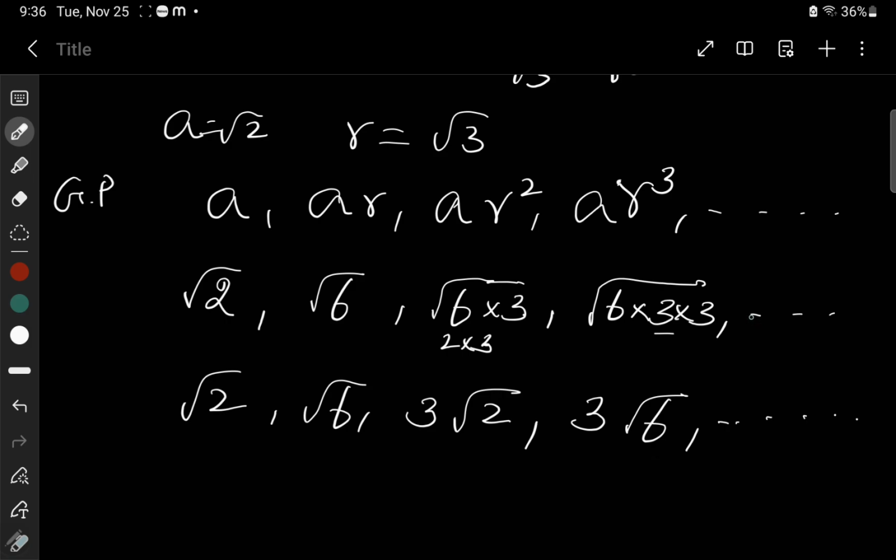We can write one more term also, 6 into 3, one more 3. But this 6 you have 1 3 here. So for 2 3's 1 3, 2 3's 1 3, 3 3's are 9 root 2. You can write one more term also. So this is the given GP sequence.